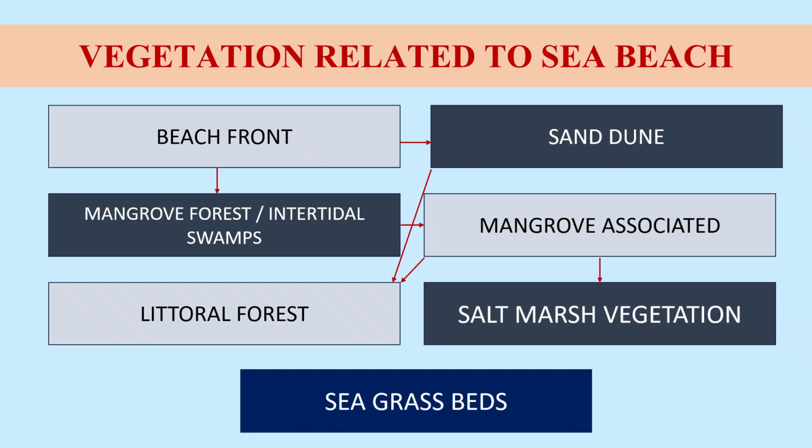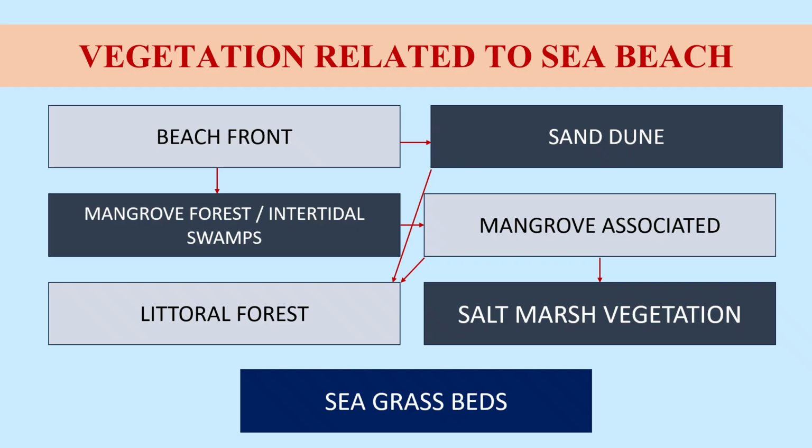So these are some of the vegetation you will find in the sea beach. These are beachfront. You will find sand dune. You will find mangrove forest or the intertidal swamps, mangrove associated vegetation, littoral forest, salt marsh vegetation, and at some places you will also find the seagrass beds.